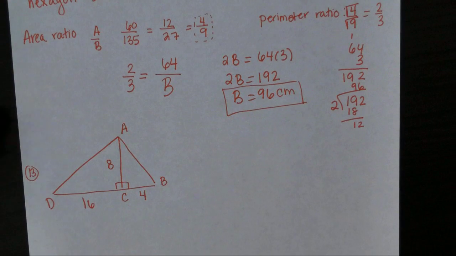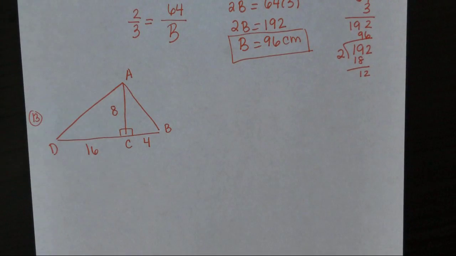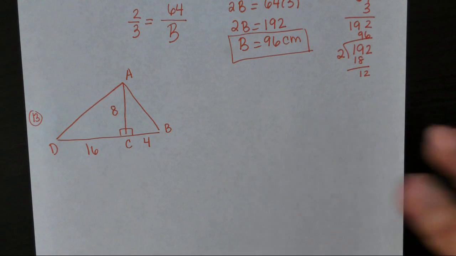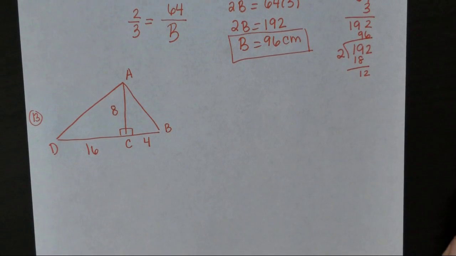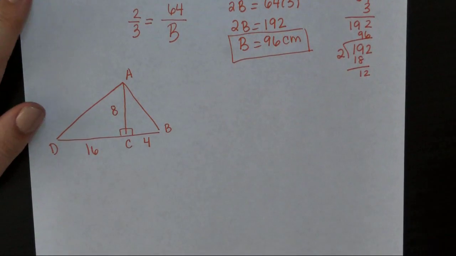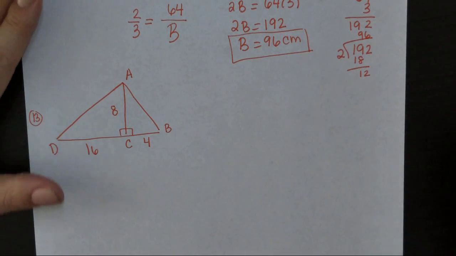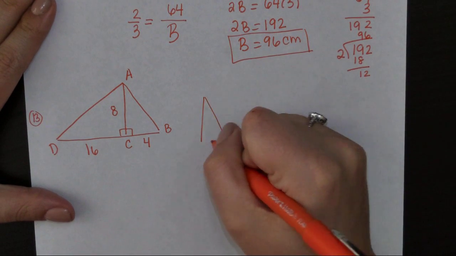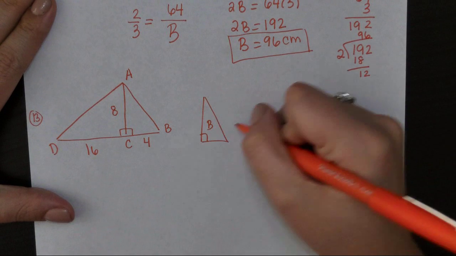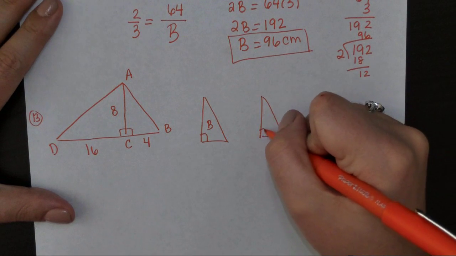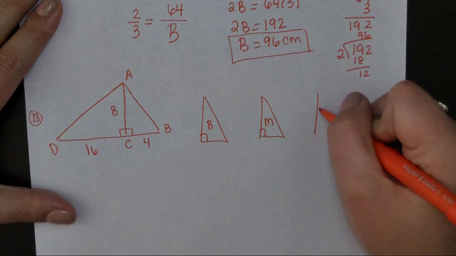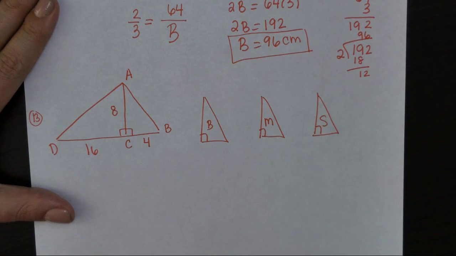The next question is number 13. This is asking how the two triangles are similar, if they are even similar to each other. Okay, this is very similar to one that was on your quiz. So there's really 3 right triangles here. Okay, we have the big one, we have a medium one, and the small one.